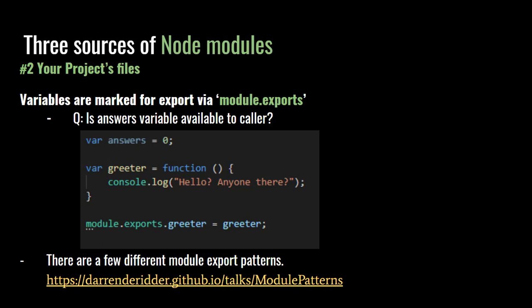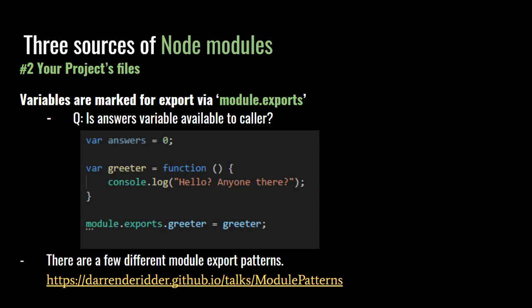There are a couple of other ways. You could say module.exports = function. So basically you can export a function directly, or if you had an ES6 class, you can export the entire class, or you could export a collection of properties or methods in the module.exports line at the bottom. There are a few different patterns, and I encourage you to take a look at the link at the bottom to look at those patterns.